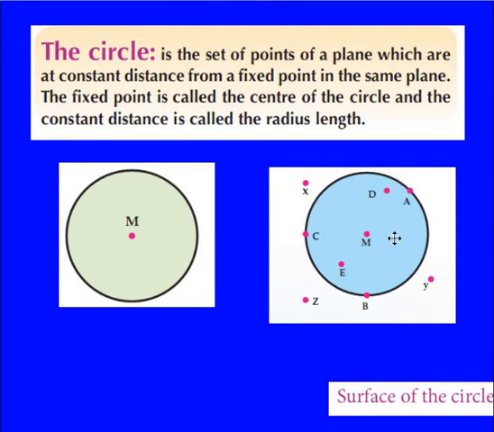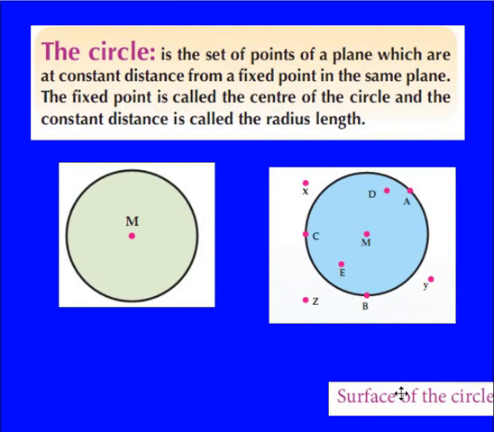Any circle divides its plane into three sets of points. Points outside the circle, like points X, Y, and Z. Set of points on the circle, like point A, point B, and point C. Finally, set of points inside the circle, like points M, E, and D.